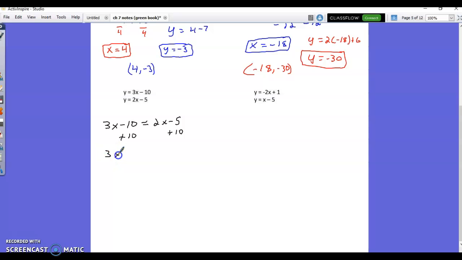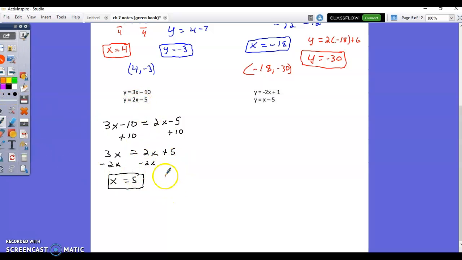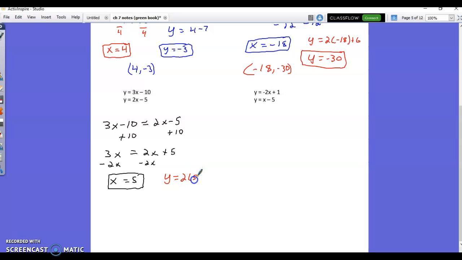So I'll rewrite this. 3x equals 2x. Negative 5 plus 10 will be plus 5. Now I got to get this x term over here. So subtract 2x from both sides. So that would be 1x equals 5. So there's my value for x. Pick either one of these two, it doesn't matter. Maybe we'll pick the second one. So then I can substitute 5 in for x. Y equals 2 times 5 minus 5. So again, you can type this right into your calculator. 2 times 5 is 10. Minus 5 is 5. So y equals 5. There's our ordered pair of where they meet.